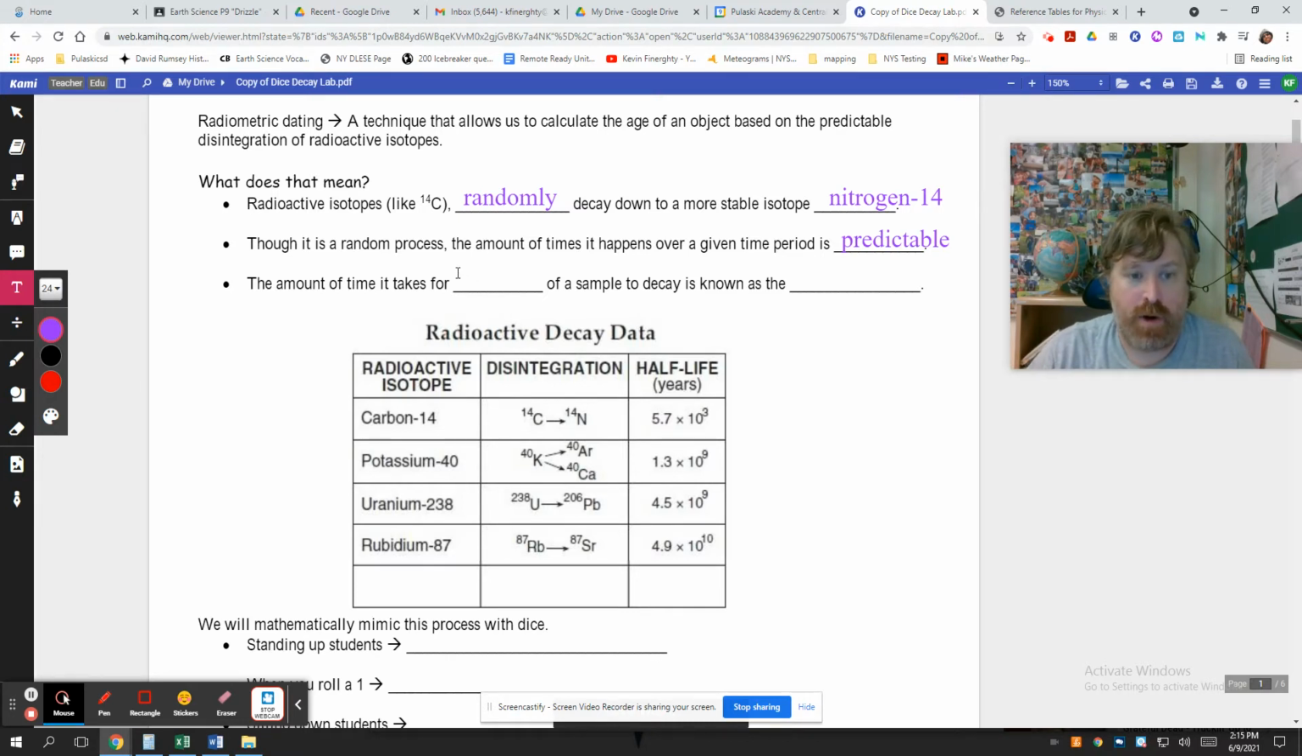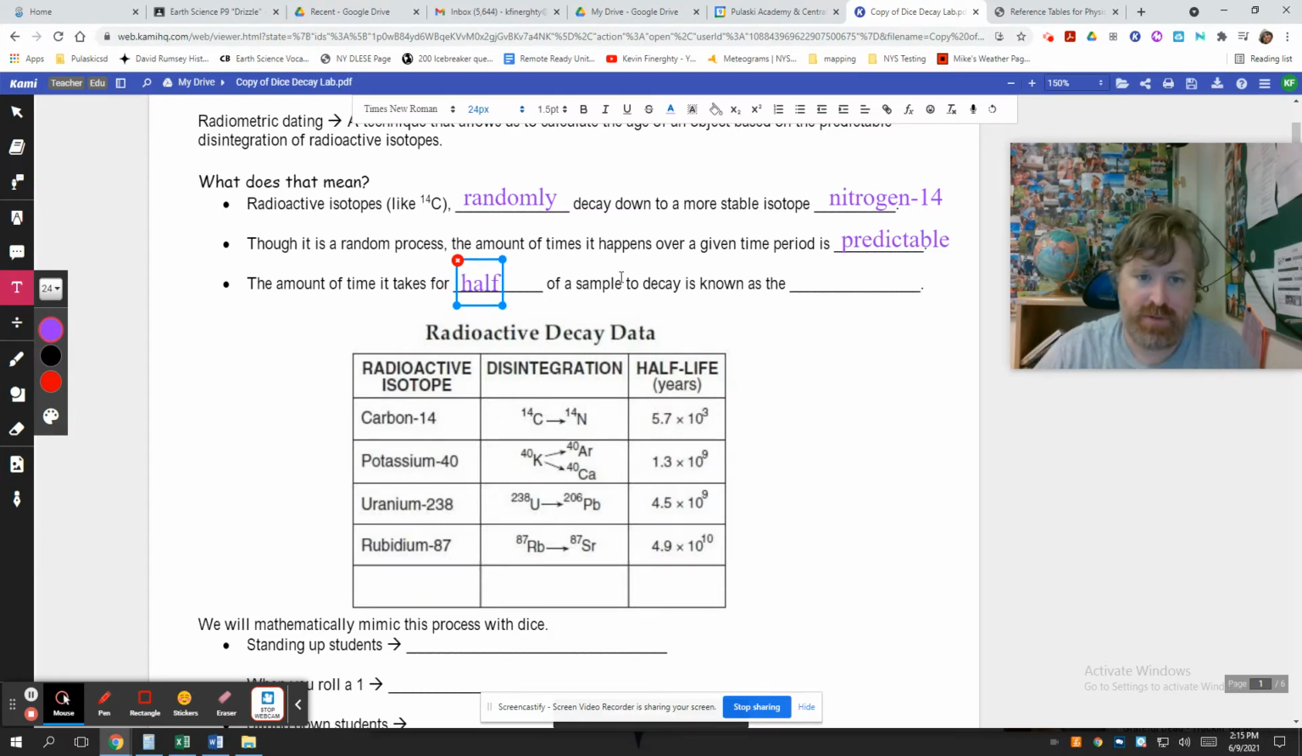So what we're going to look for is what is the amount of time it takes for half of a sample to decay. I've got 100 six-sided dice back there. We're going to roll them, and we're going to say that if it rolls a 1, it decays. It's gone. It's now a stable isotope that doesn't get re-rolled. How long does it take to get through half of those dice? And this rate is known as the half-life.